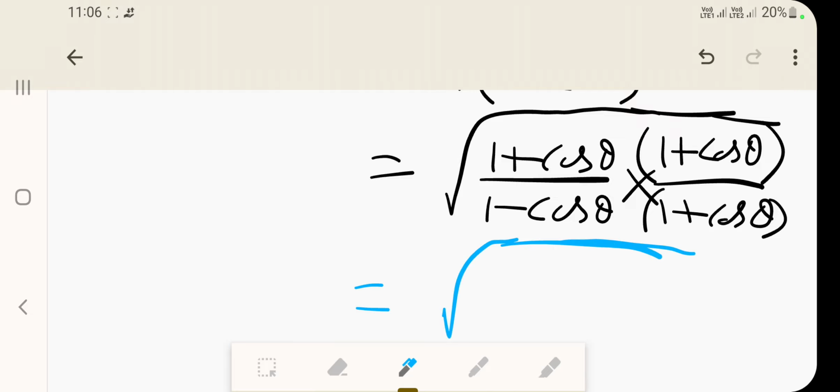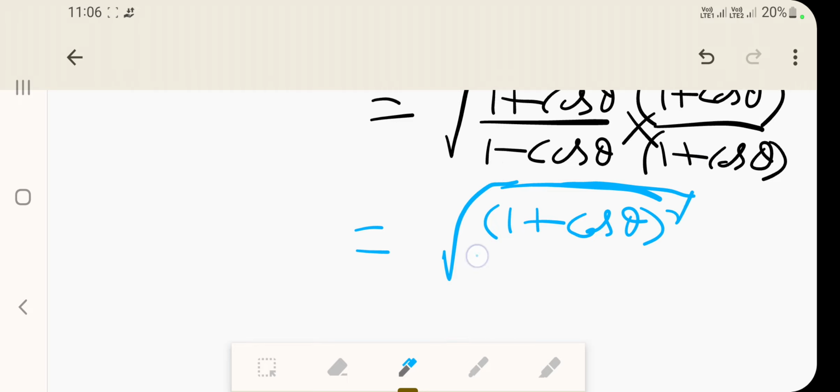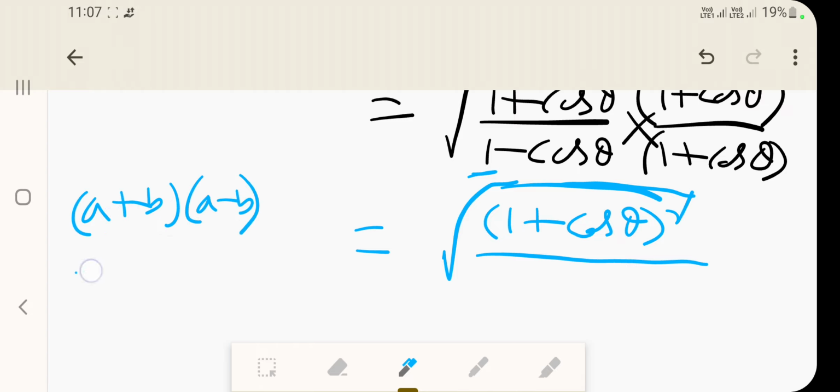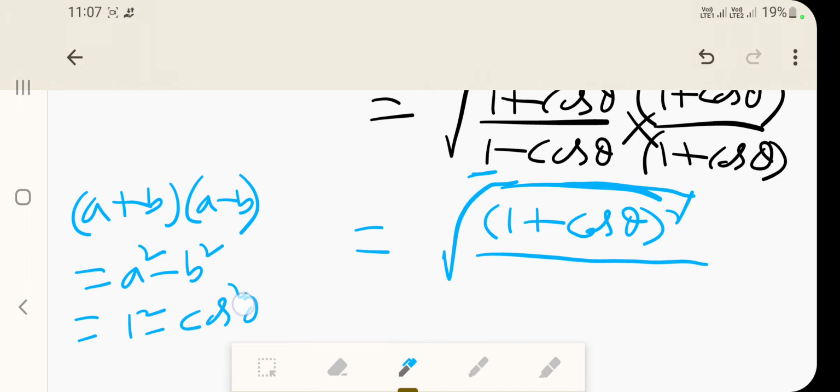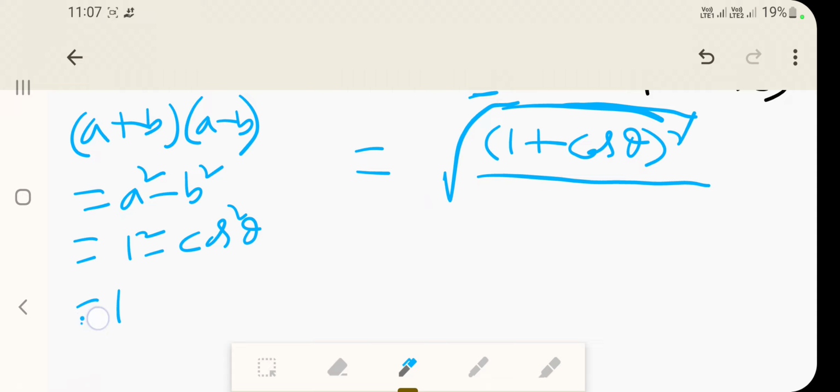So in the numerator we get 1 plus cos theta into 1 plus cos theta, which is 1 plus cos theta whole square, divided by, in the denominator, 1 minus cos theta into 1 plus cos theta. We have a minus b into a plus b, that is a square minus b square. A is here 1, so 1 square, b is cos theta, so cos square theta. 1 square is 1 only, so we get 1 minus cos square theta in the denominator.